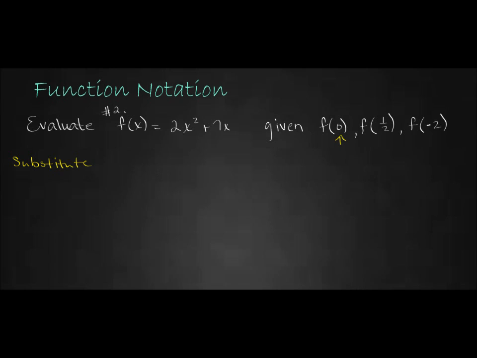Now, f of 0, that tells me that x equals 0. So, if I want f of 0, I'm just going to make all the x's that I see 0. Now, if you take 2 times 0 squared, you get 0, and plus 7 times 0, which is 0, it has been evaluated to the number 0. Now let's go ahead and take a look at this next one.